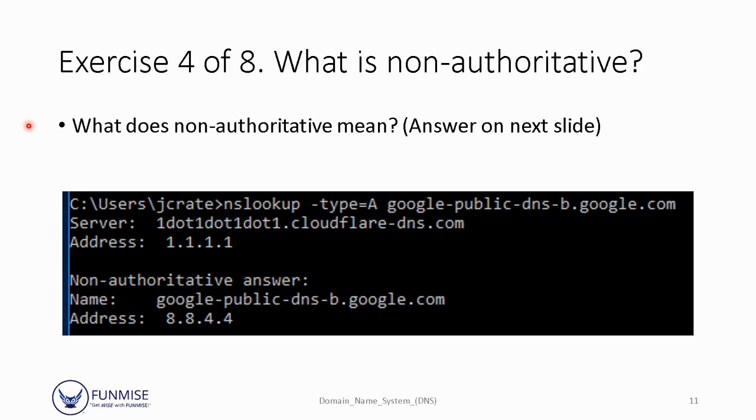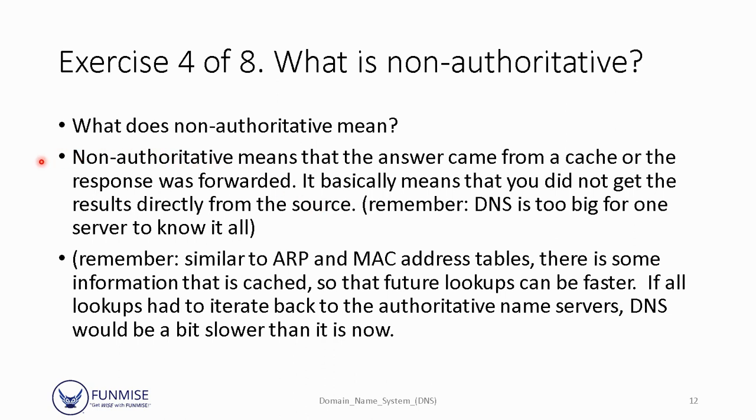Okay, what is non-authoritative? Because as you'll note in this nslookup command output, it says the answer is non-authoritative. Non-authoritative means that the answer came from a cache or that this response was forwarded. It basically means that you did not get the results directly from the source. Remember, DNS is too big for one server to know it all.